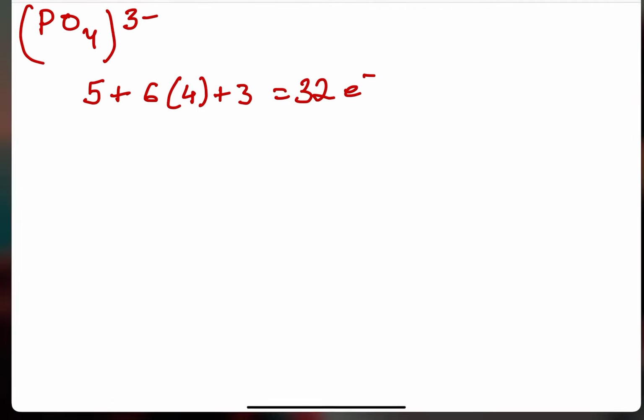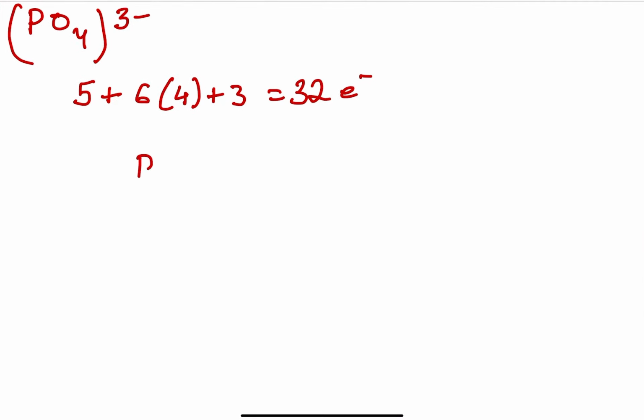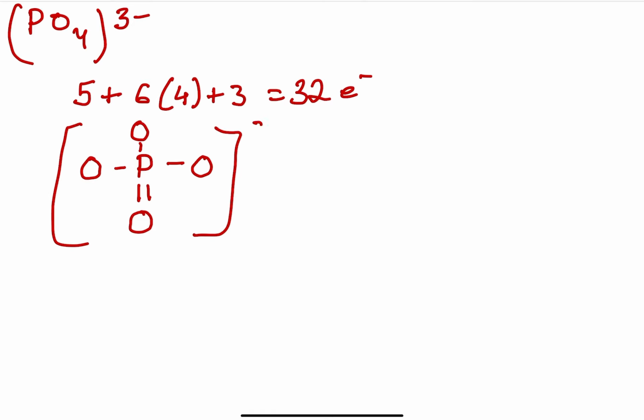We can put phosphorus in the center and one oxygen at the top with a single bond, another oxygen on the side, another oxygen at the right side, and a double-bonded oxygen at the bottom. So there are 4 oxygens and it has a charge of 3 negative.